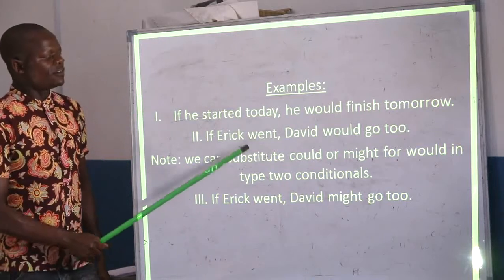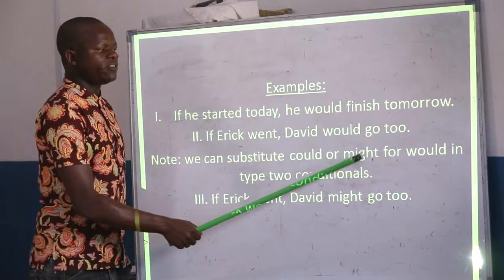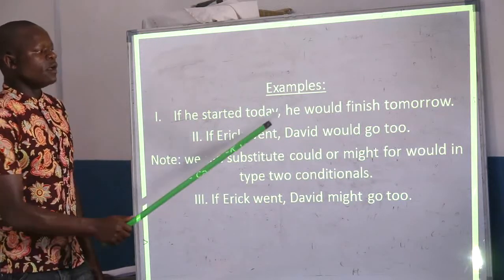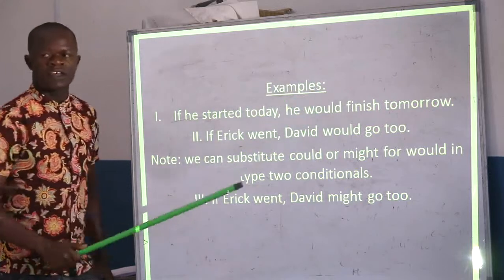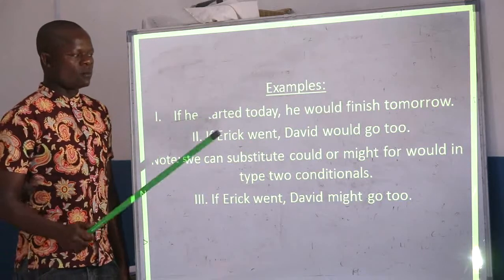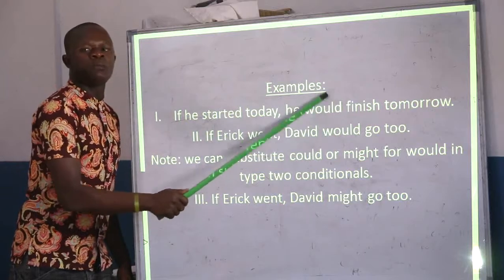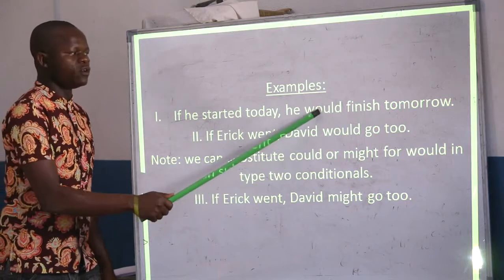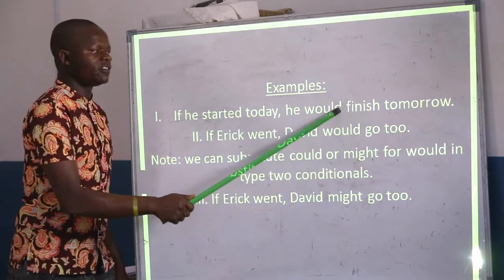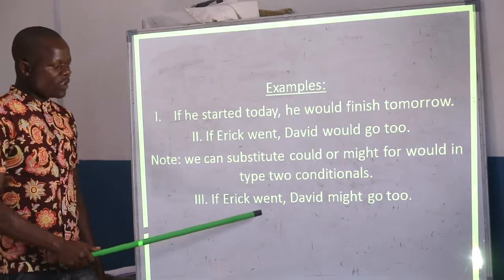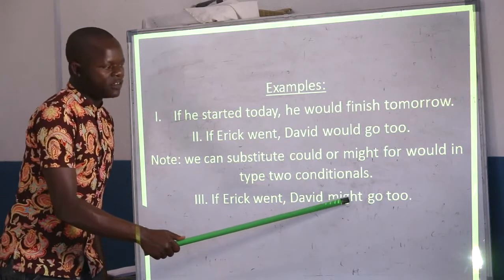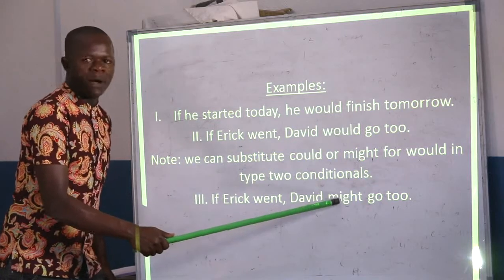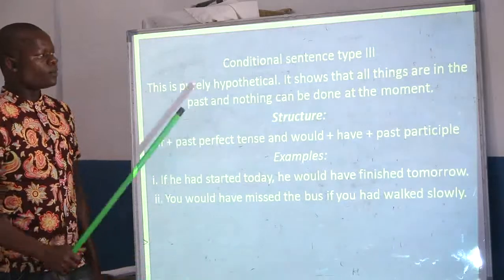Note, we can substitute could or might for would in type 2 conditionals. For example, the word would here, I can substitute it. What does the word substituting mean? I remove this and I replace it with another word. As you can see, I can use could instead of would. I can also use might instead of would. For example, if Eric went, David might. So I have substituted the word would with the word might. That is what we mean.